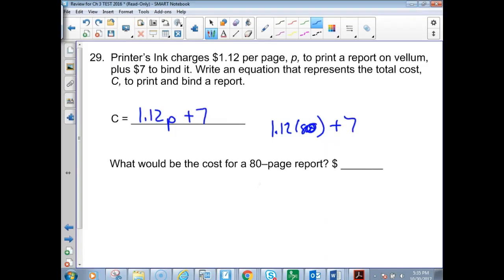All right, so 89.60 plus $7. I'm going to have $96.60 to pay for that 80-page report.